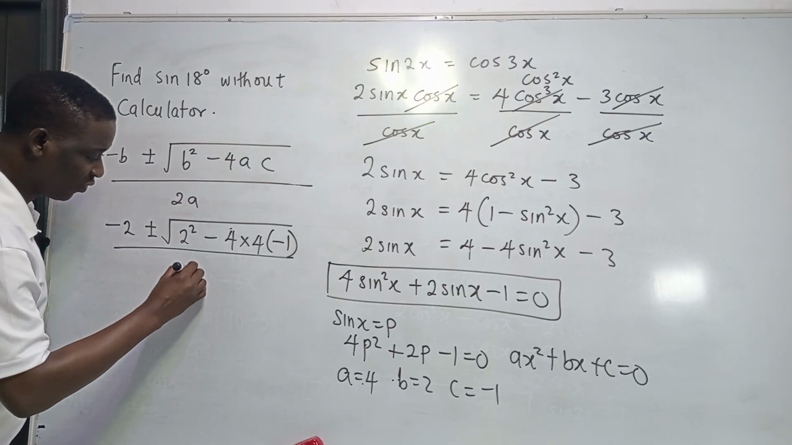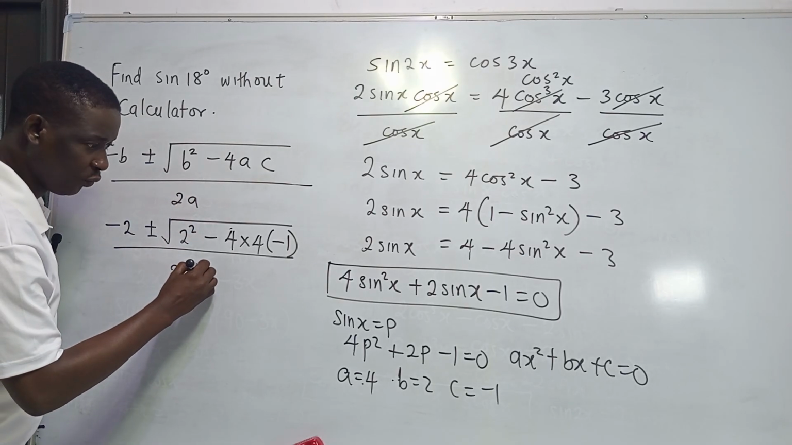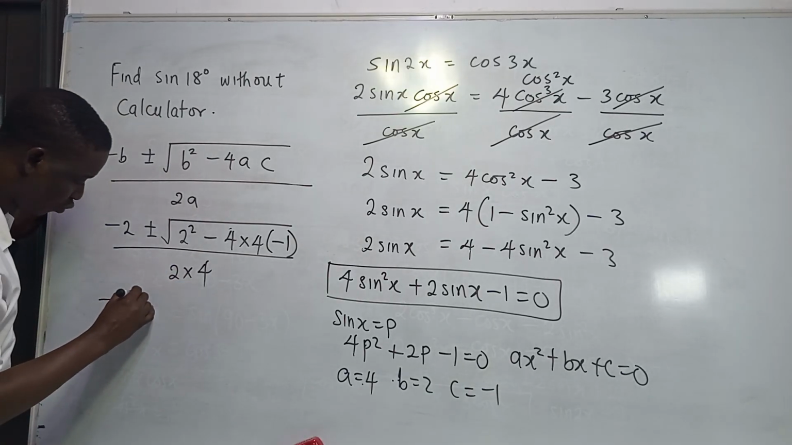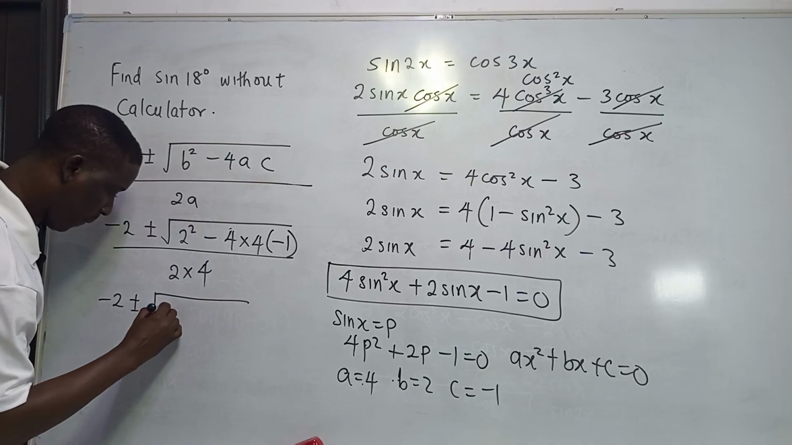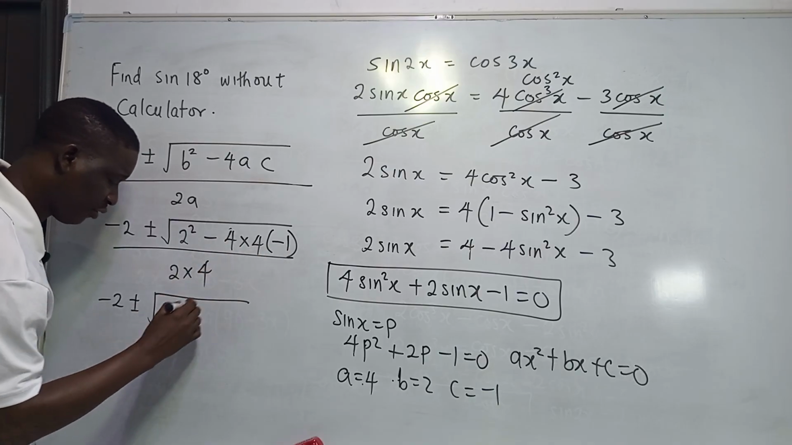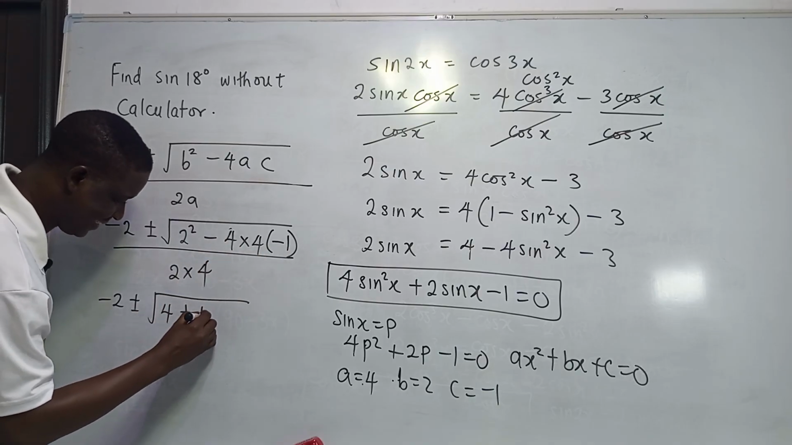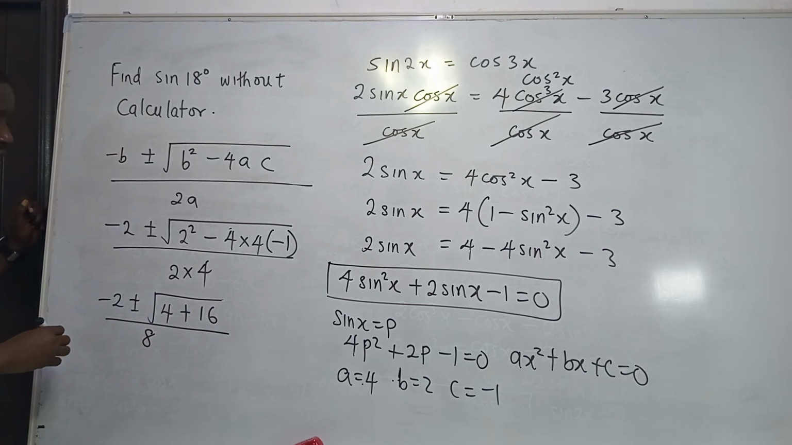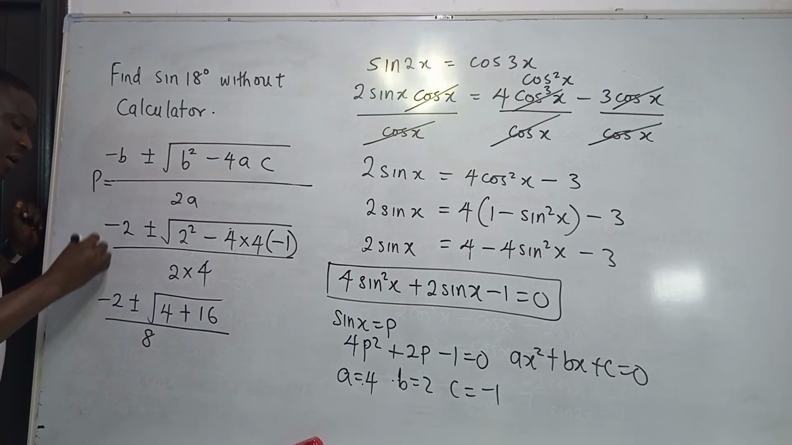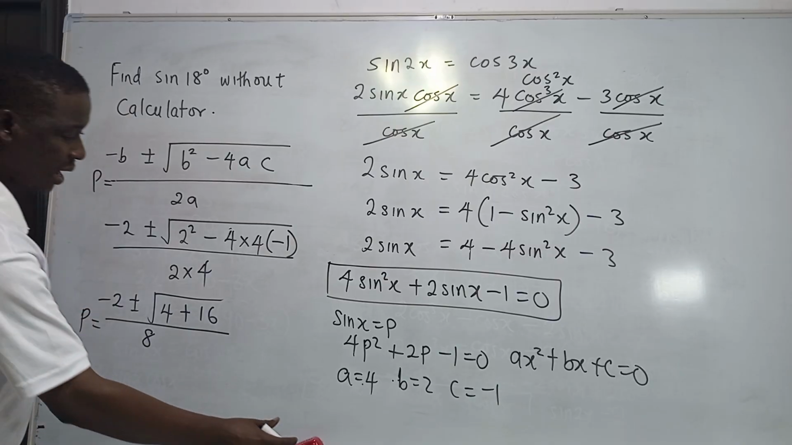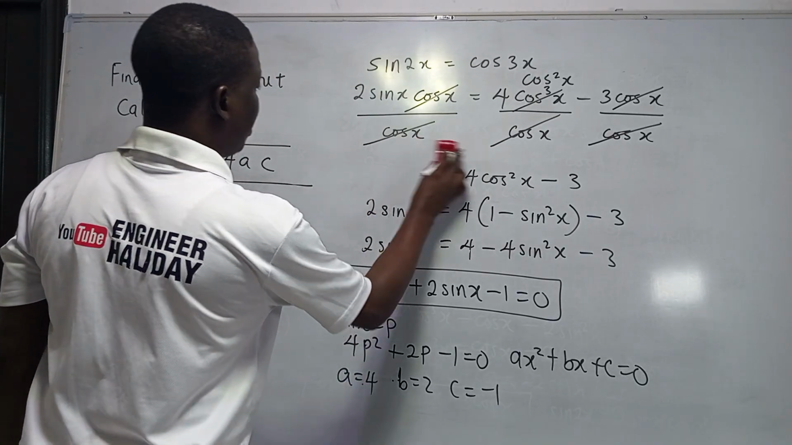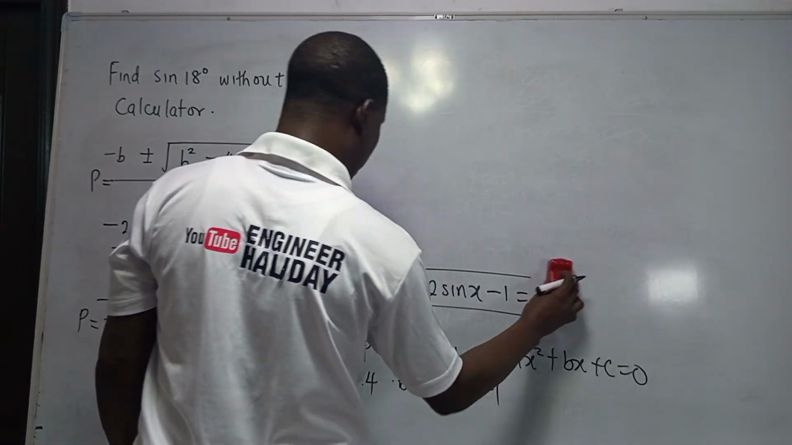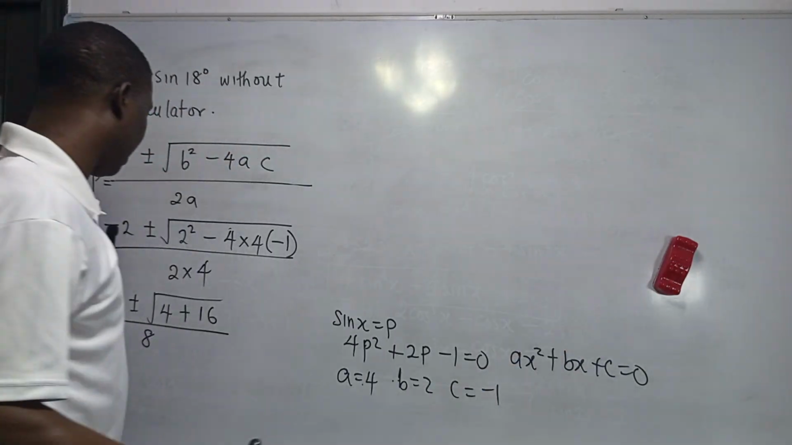So now 2 times 1, what is our a? 4. So in that case, we're going to have minus 2 plus 4, minus times minus is plus. We are going to have 16 divided by 8. So our p, this is our p that we are trying to get. Now, having gotten that, what we're going to do now is to finalize our solution.